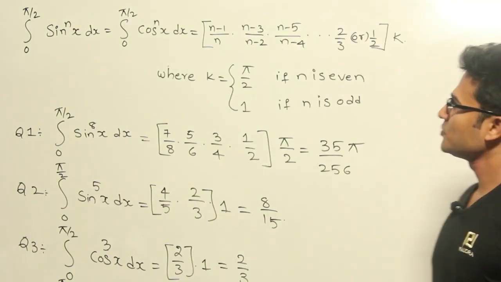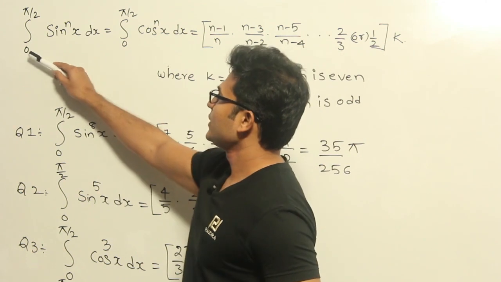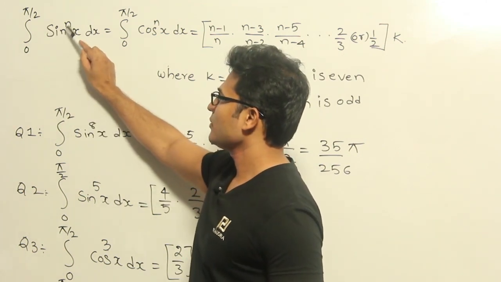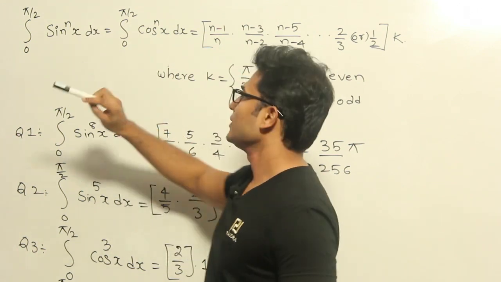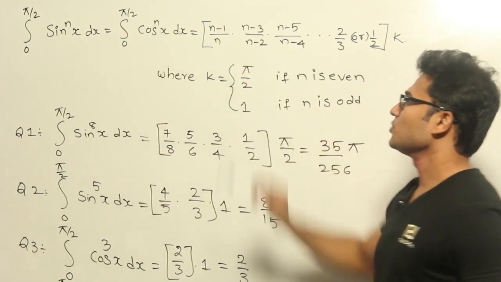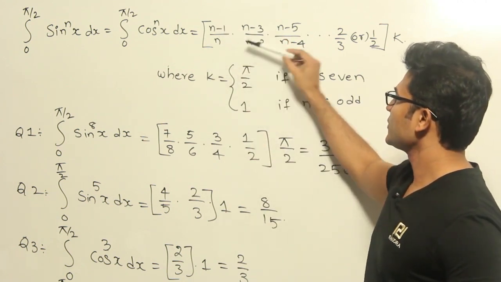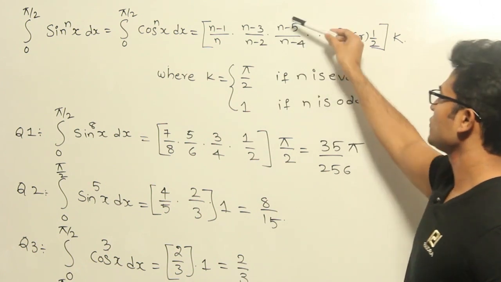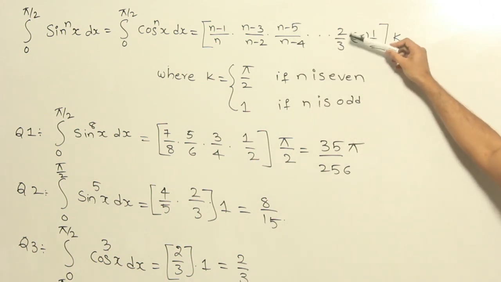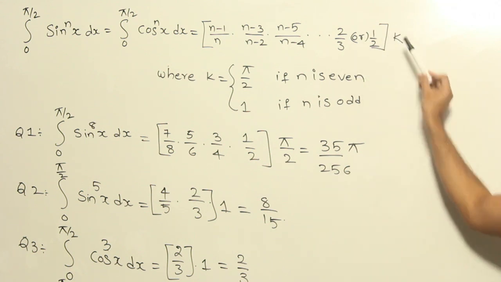Now let's see some problems on this property. I have written the property as well here. So the integral from 0 to pi by 2 of sine power n x dx is equal to the integral from 0 to pi by 2 of cos power n x dx. So that is equal to, you are going to write it this way: n minus 1, n minus 2, n minus 3, n minus 4, n minus 5, and so on until either you reach 2 by 3 or 1 by 2, and then multiply the entire thing with k.